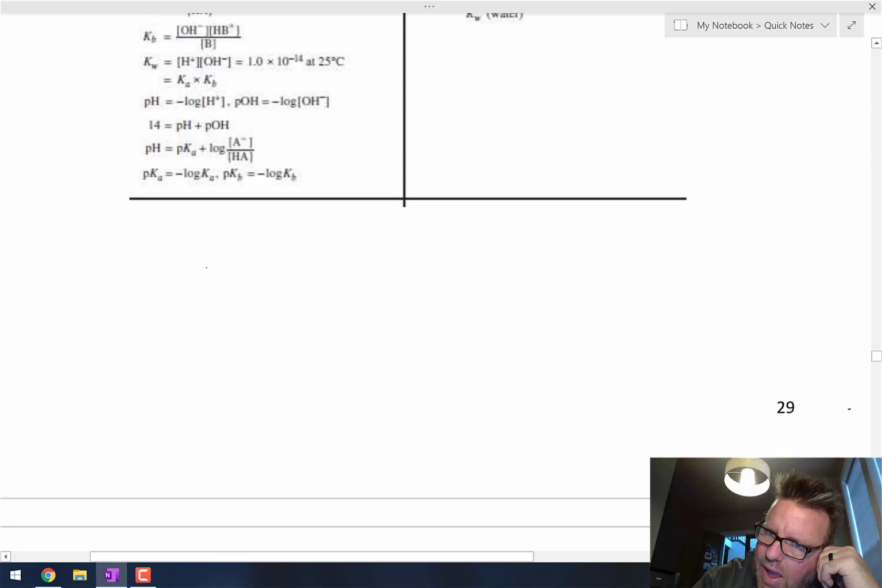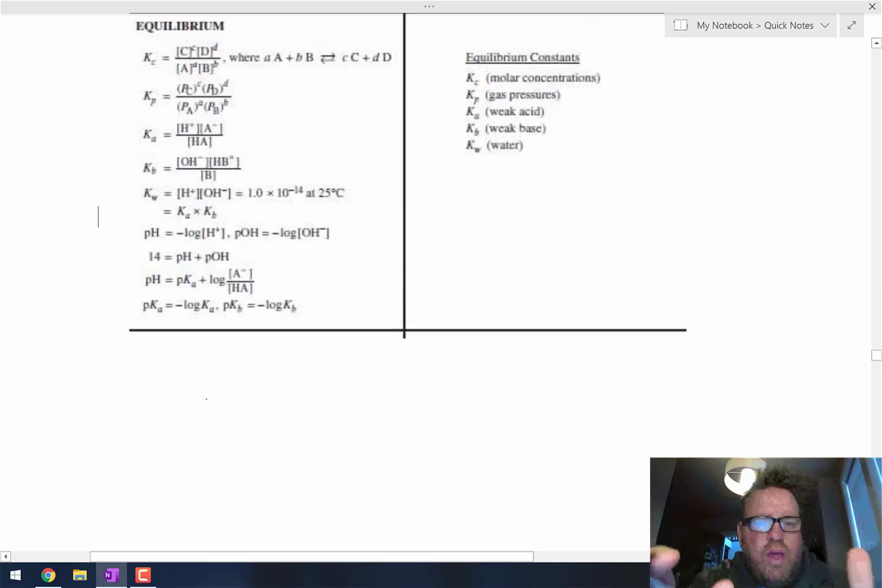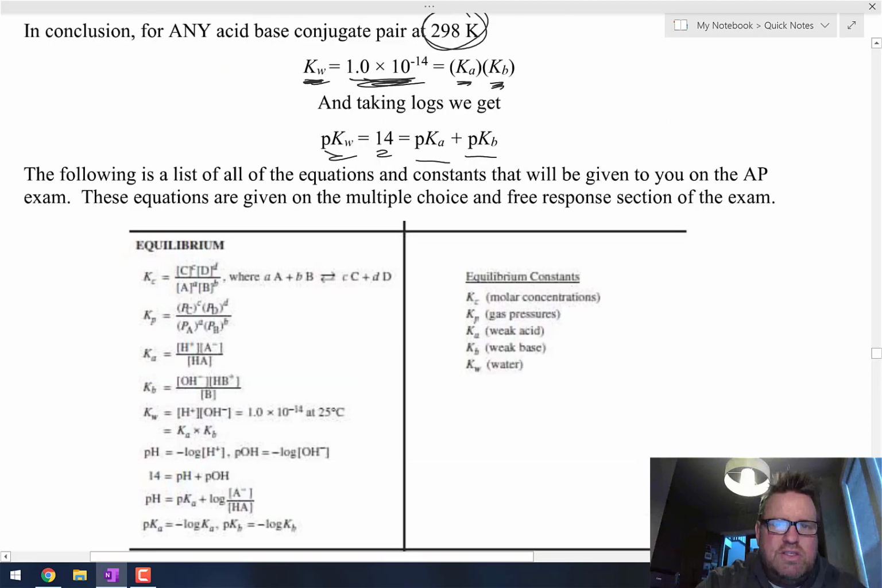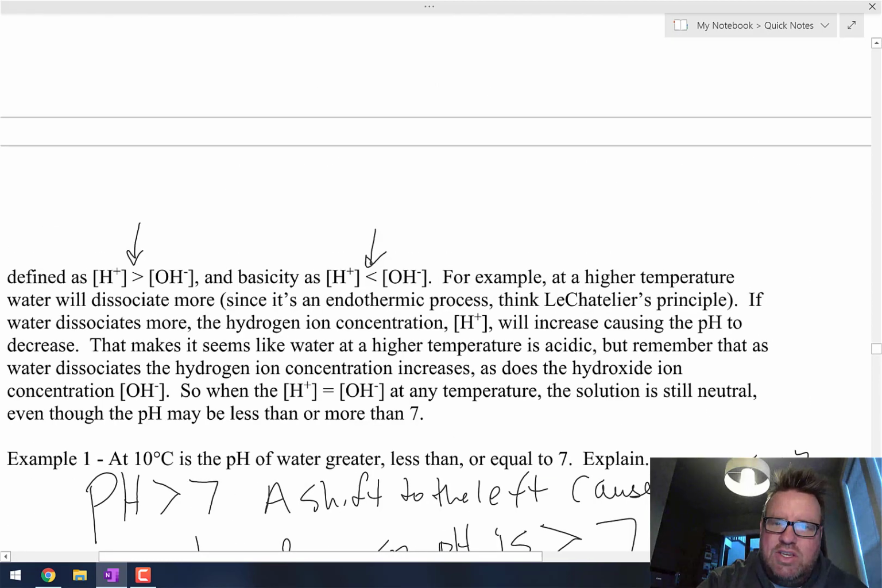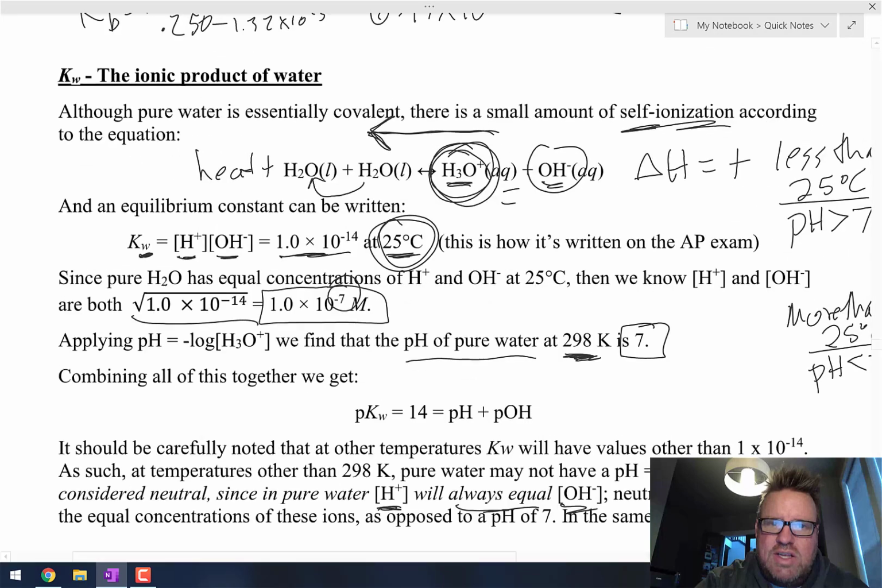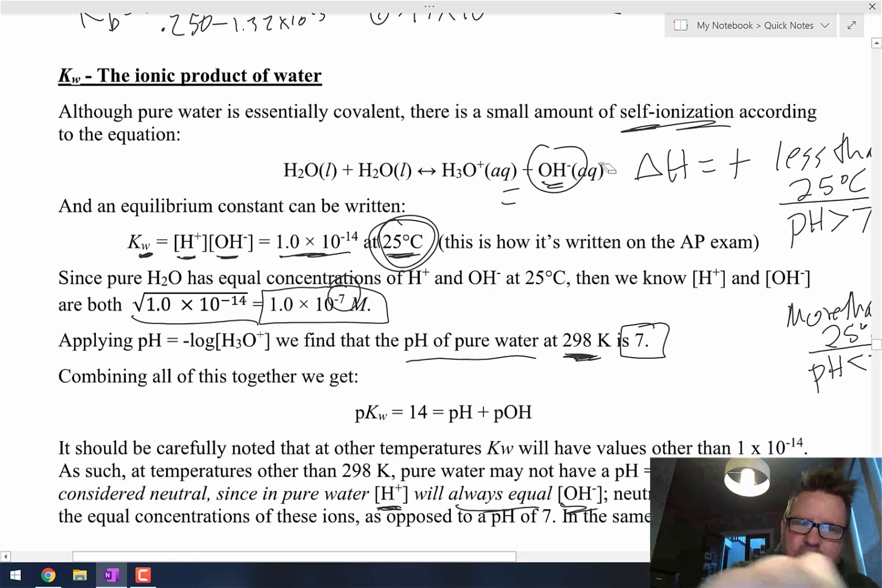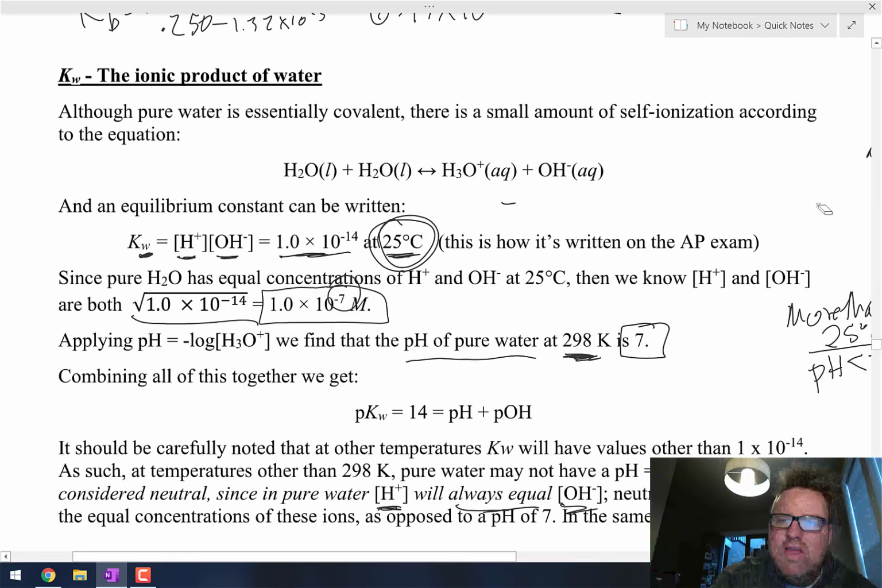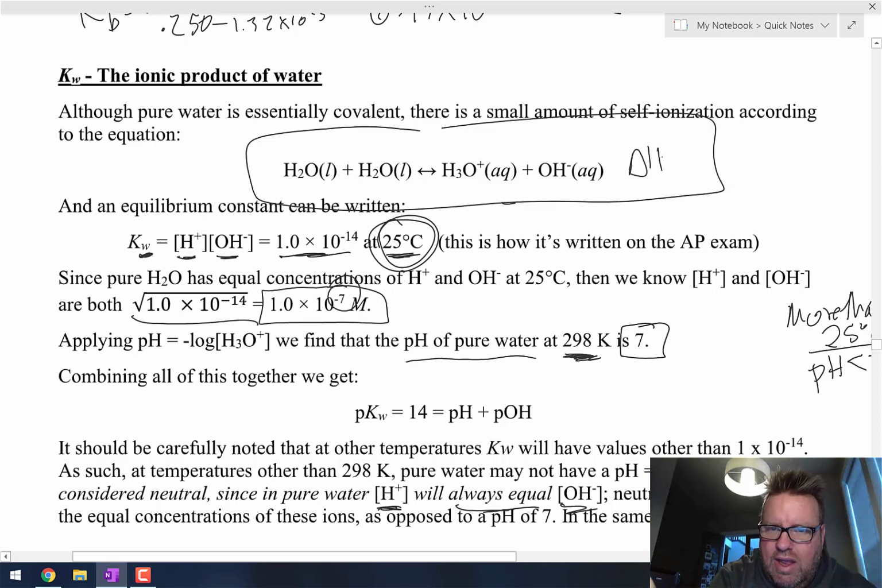And so again, the whole point here is to help you understand why when there's a base you have hydrogen ions, and why when you have an acid you have hydroxide ions, because water does this. Water autoionizes in an endothermic process, delta H equals a positive value. And when that happens, it doesn't matter whether you have an acid or a base. You always have some hydrogen ions in there, and you always have some hydroxide ions in there.